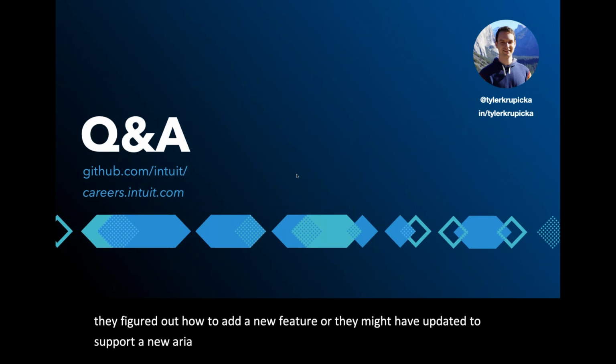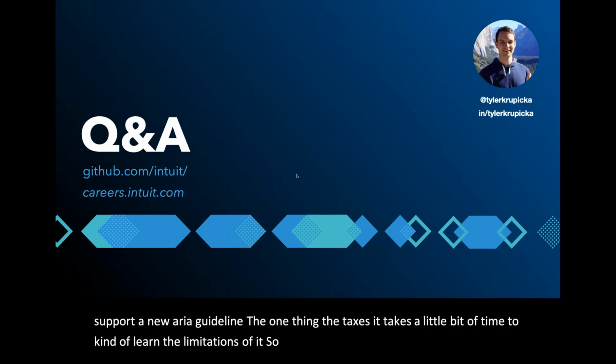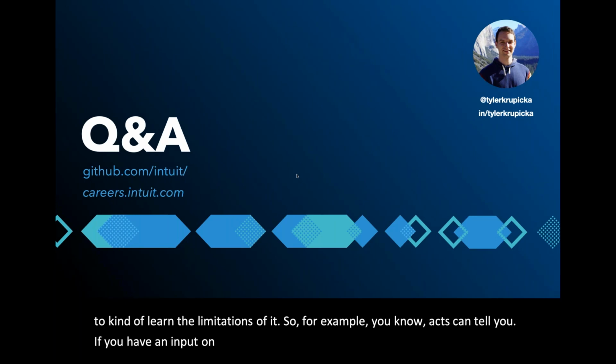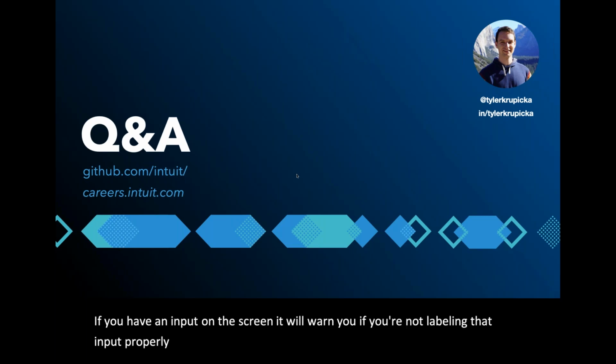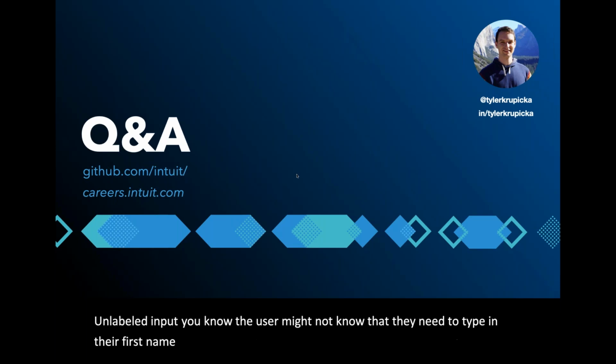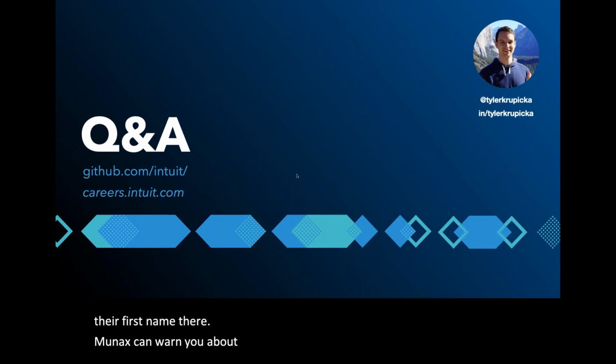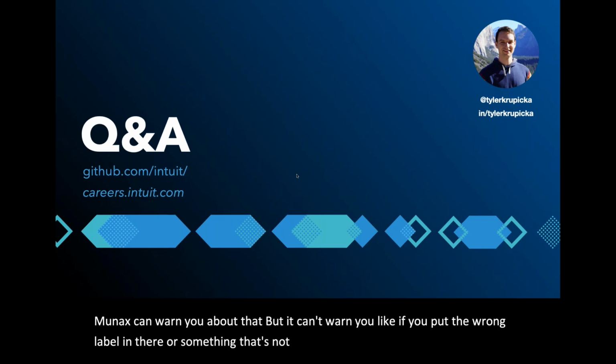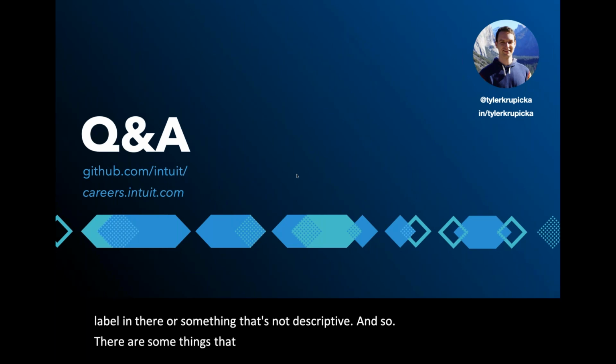The one thing with Axe is it takes a little bit of time to learn the limitations of it. For example, Axe will warn you if you have an input on the screen that you're not labeling properly. If somebody comes through with a screen reader, it might just say unlabeled input, and the user might not know that they need to type in their first name there. Axe can warn you about that, but it can't warn you if you put the wrong label in there or something that's not descriptive. So there are some things that do require a bit of manual testing.